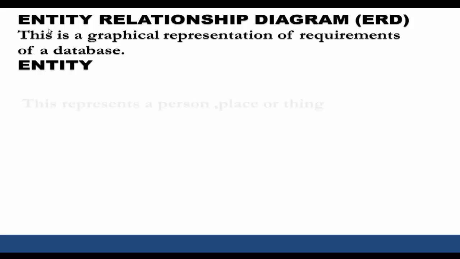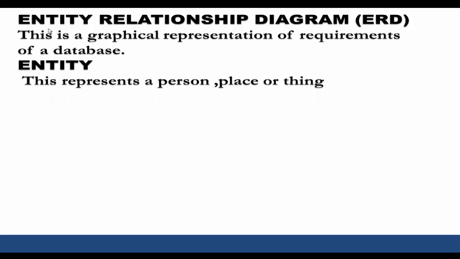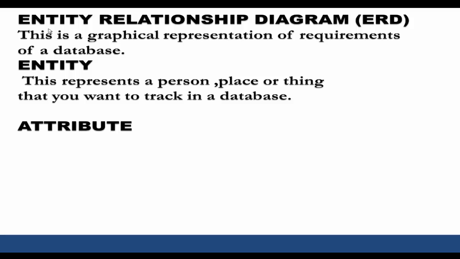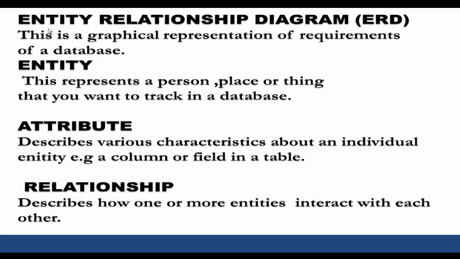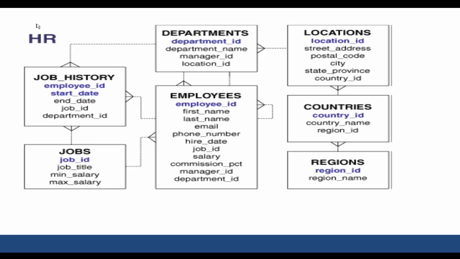What is an entity? An entity represents a person, a place, or a thing that you want to track in a database. They are all objects. What is an attribute? An attribute describes various characteristics about an individual entity. For example, a column or field in a table is an attribute. Relationship describes how one or more entities interact with each other. So you can have two or more tables that are related in one way or the other through the ways they interact.